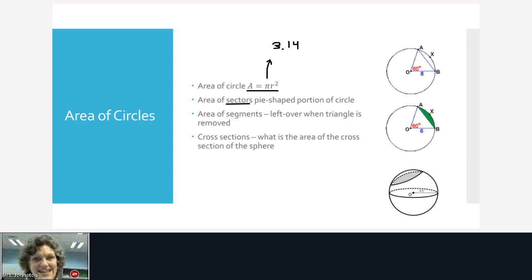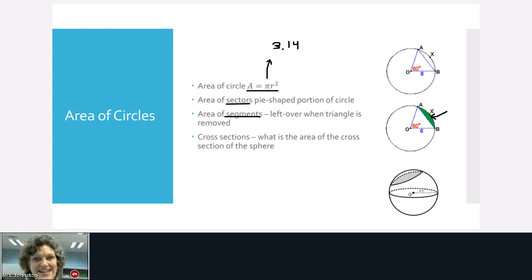Now, segments, on the other hand, and these are easy to get confused, is this little leftover section once you inscribe a triangle within the circle that has the same angles and dimensions as the sector. That little leftover section is called a segment, and you spent a lot of time in your lessons trying to figure out the area of those.